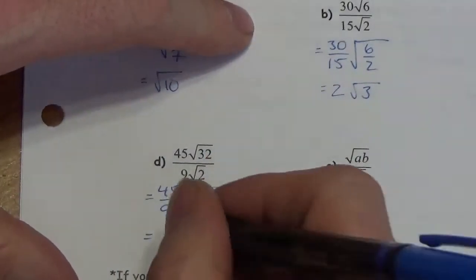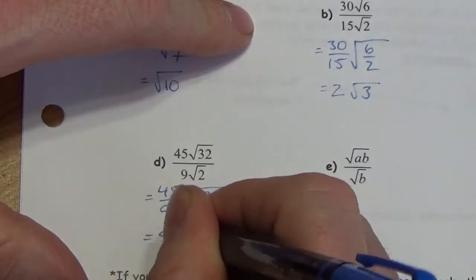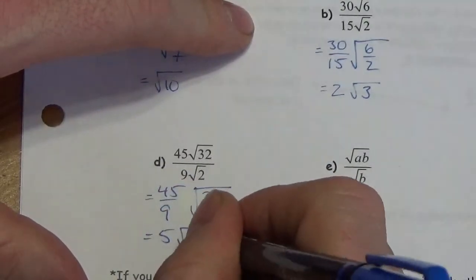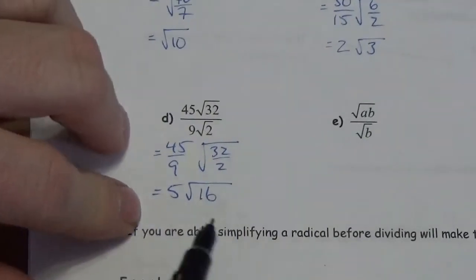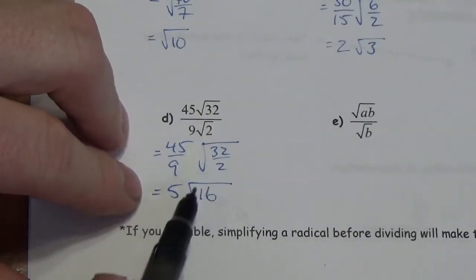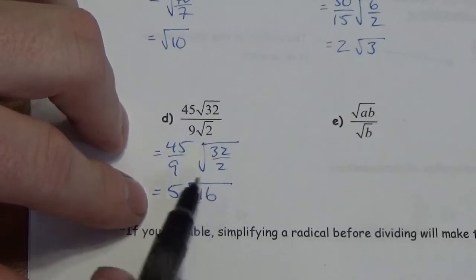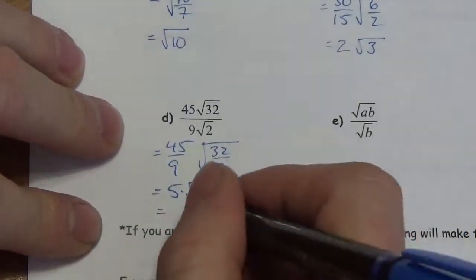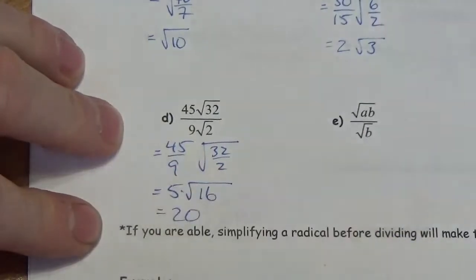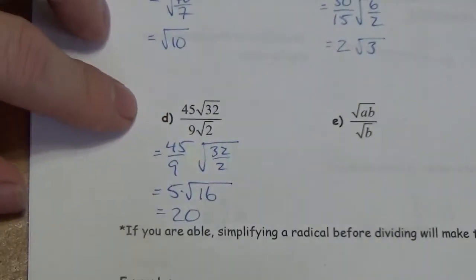And that's easy. 45 divided by 9 is 5. And 32 divided by 2 is 16. Now this is a little bit easier than the previous one because 16 is a perfect square. I can take the square root of that to get 4, and then I know that 5 multiplied by 4 is simply going to be 20. Oh, so that expression reduces down to 20. That's nice.